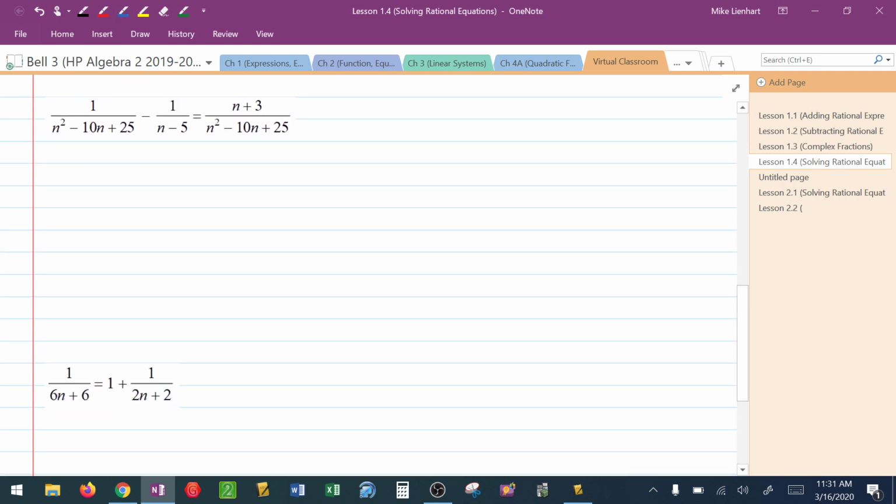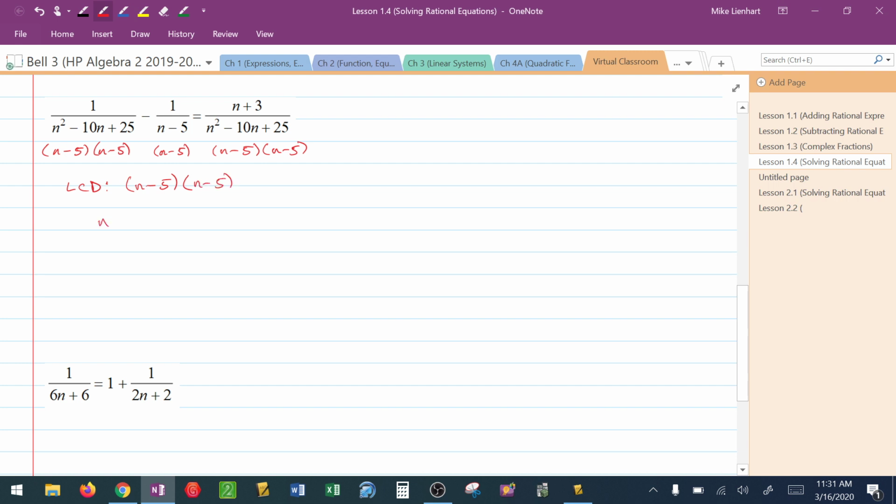Let's take a look at this one. I'm going to factor the first one. This would be n minus 5 and n minus 5. The second one, n minus 5. The third one, back to the n minus 5 times n minus 5. All right, so looking at those three denominators, I recognize my LCD is n minus 5, but two of them, n minus 5.